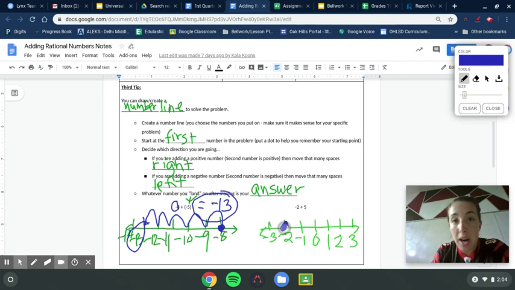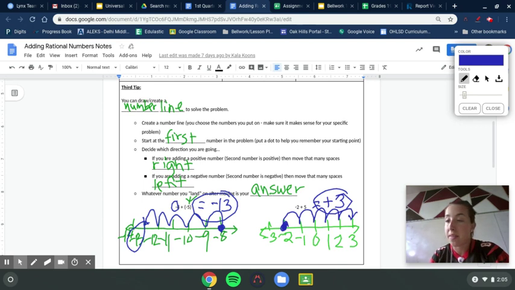And I'm adding a positive, which means I'm moving to the right. And I'm moving to the right 5 spots because I'm adding +5. So 1, 2, 3, 4, 5. I landed on +3. So -2 plus 5 is +3. So those are the 3 tips that you can use to help you solve adding rational numbers.